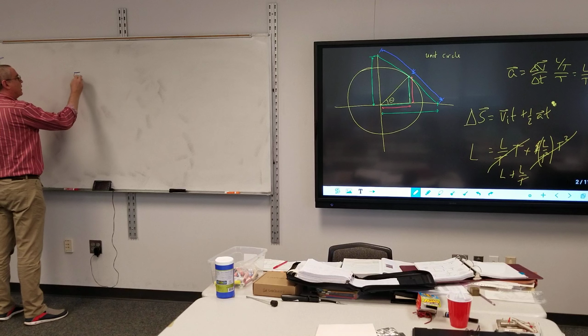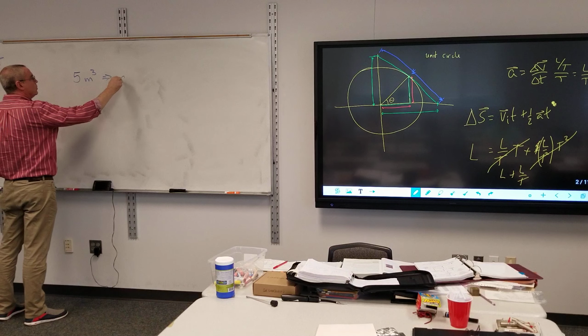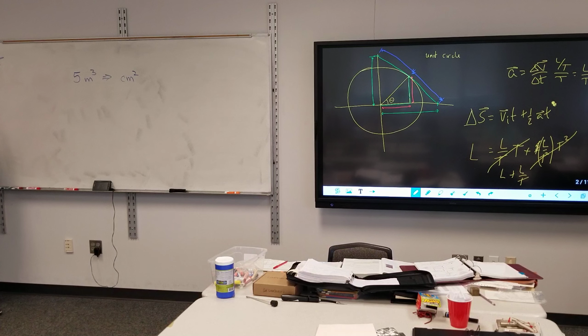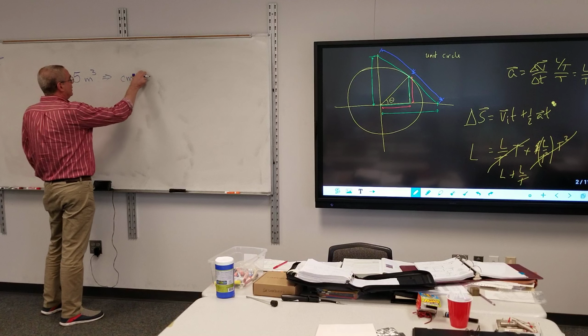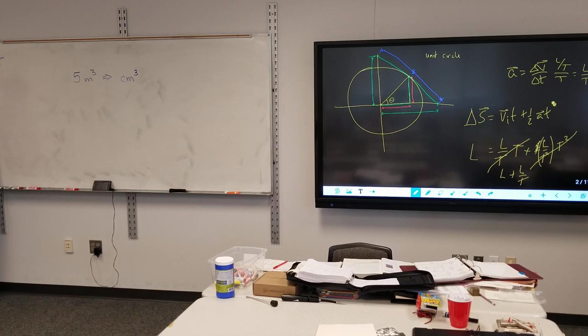So I have a volume of 5 cubic meters, and I want to convert that into square centimeters. How do I do that? Can't. Thank you, that is correct. I made a mistake. Now, how can you do it?